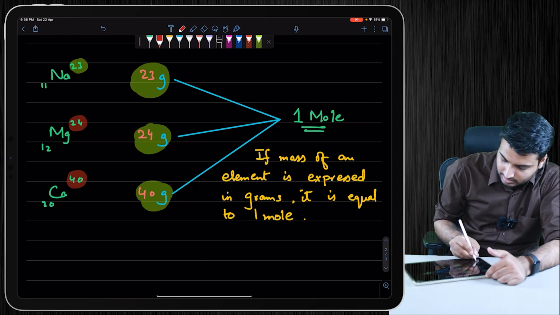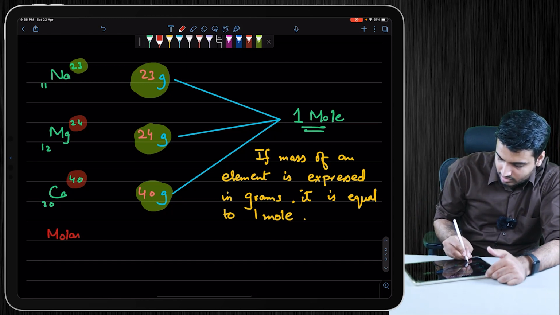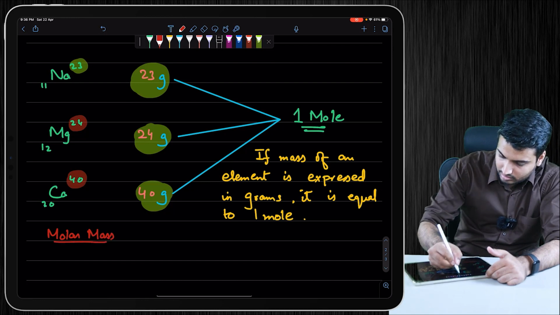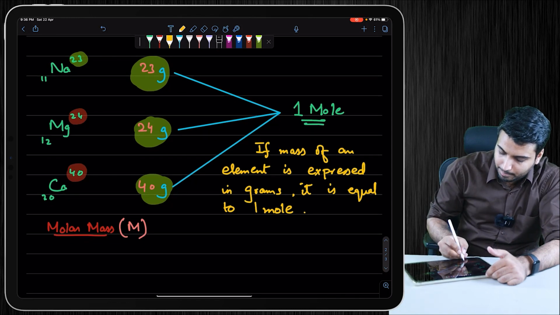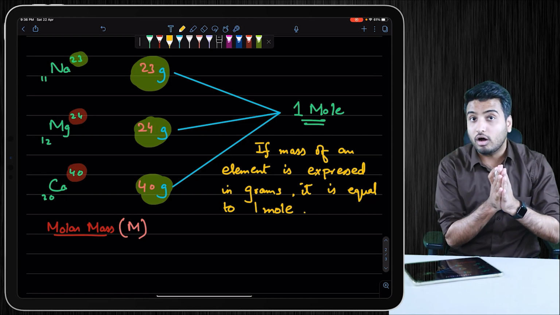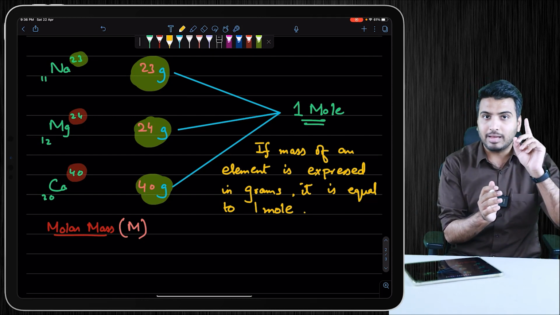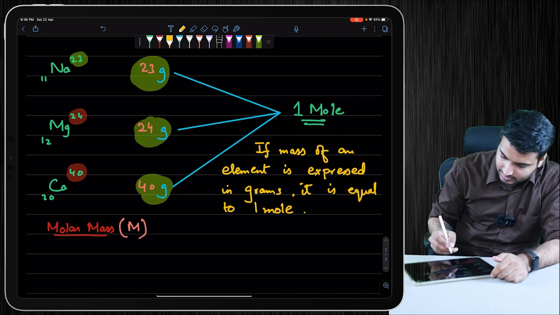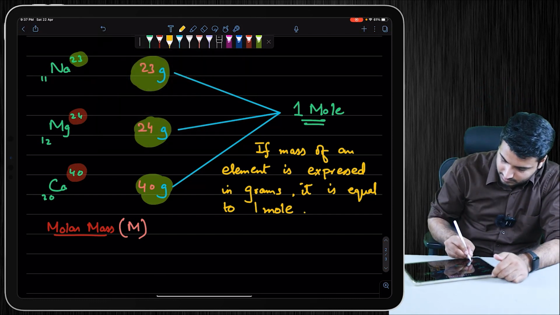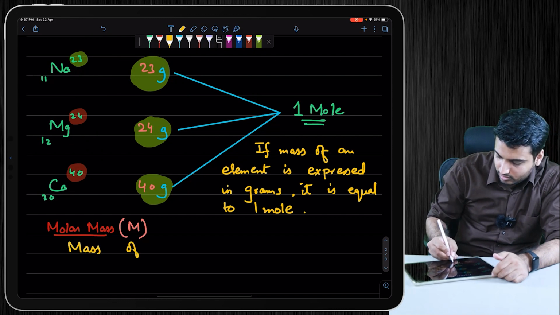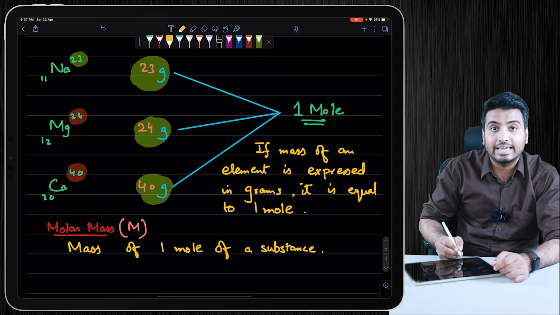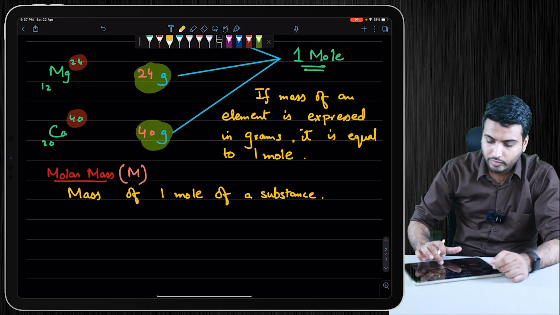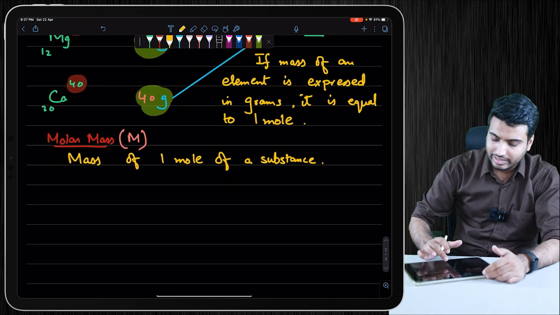So molar mass is represented by capital M. It is simply the mass of 1 mole of a substance, which is represented by capital M. Alright, now we are going to discuss the mass mole relationship.